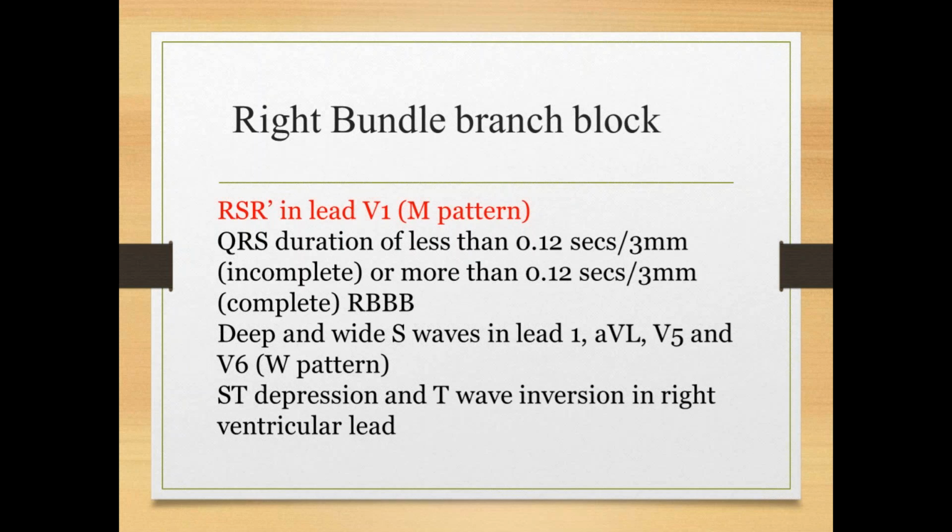Along with it, there will be deep and wide S waves in lead 1, AVL, V5 and V6. So towards the left ventricle, that is V5, V6, you will get a W pattern. W pattern is nothing but deep and wide S waves. Along with it, you can find changes of ST depression and T wave inversions in the right ventricular leads, that is V1 and V2 precordial leads.